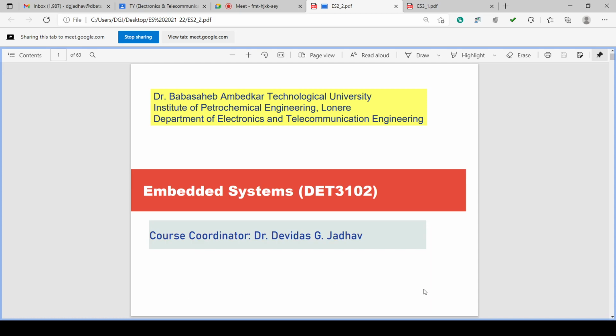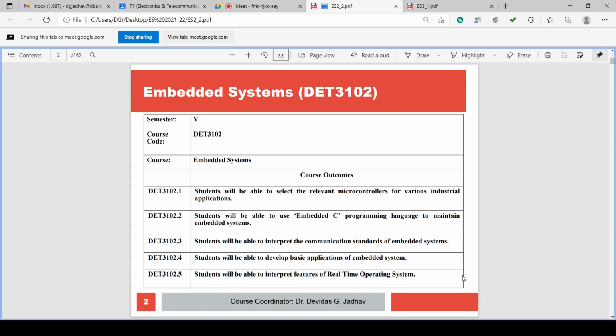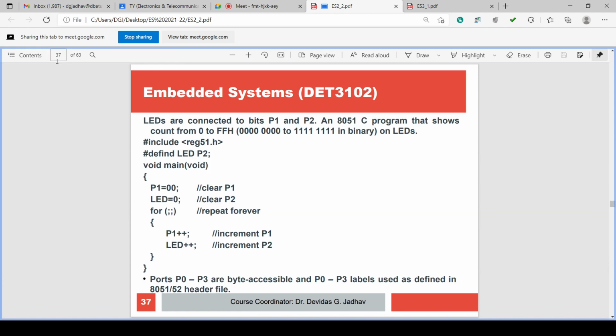This is Embedded Systems DET 3102 course outcomes. Students will be able to select the relevant microcontrollers for various industrial applications. Students will be able to use embedded C programming language to maintain embedded systems. Students will be able to interpret the communication standards for embedded systems. Students will be able to develop basic applications for the embedded system. Students will be able to interpret features of real-time operating systems. So these are the course outcomes for embedded systems.